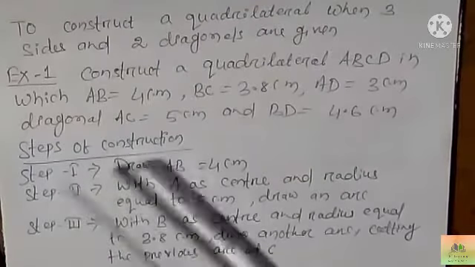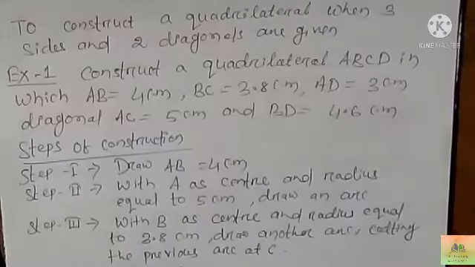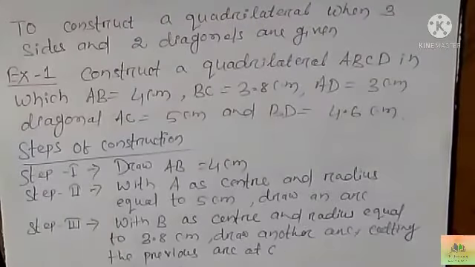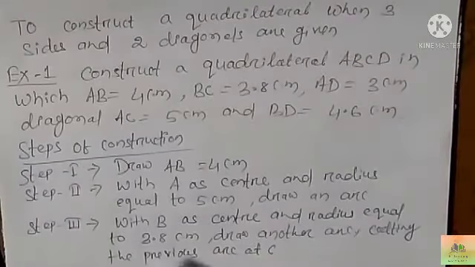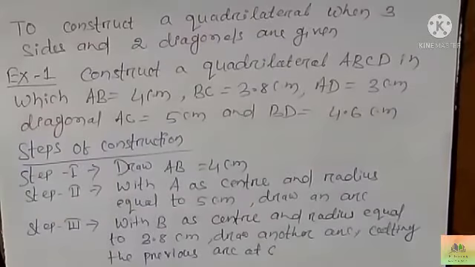Okay. So the question is: construct a quadrilateral ABCD in which AB is 4 cm, BC is equal to 3.8 cm, AD is equal to 3 cm. There are three sides, and the diagonals AC is equal to 5 cm and BD is equal to 4.6 cm. Okay, three sides and two diagonals are given. We know that if any 5 elements are given in a quadrilateral, then we can easily draw the construction. Okay, so here are some steps.